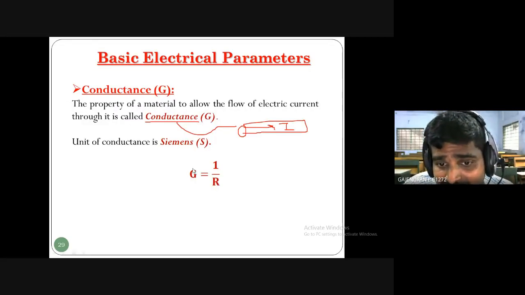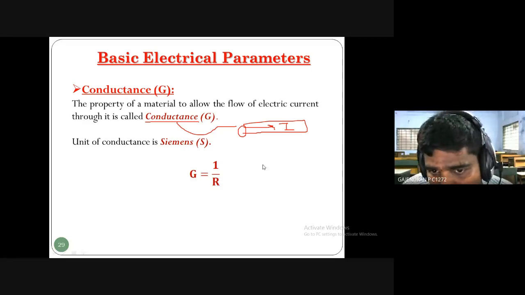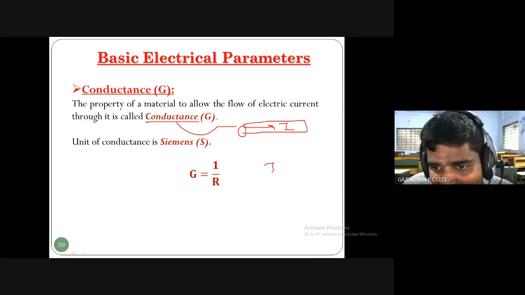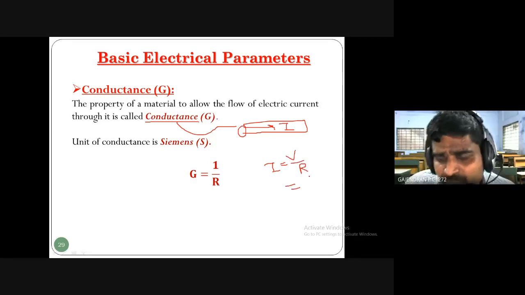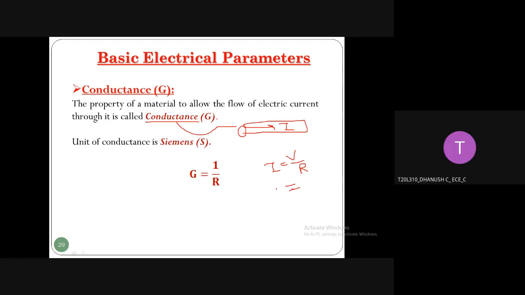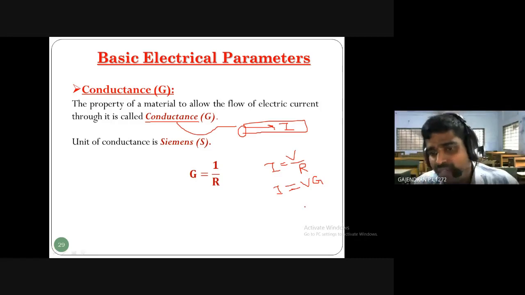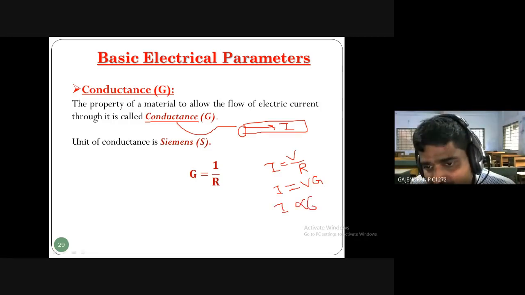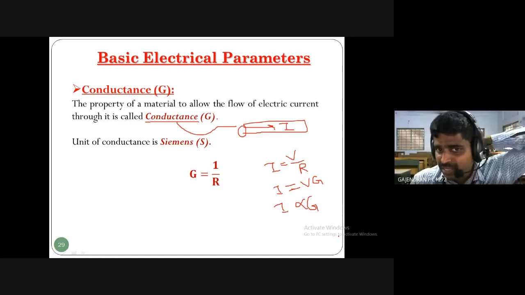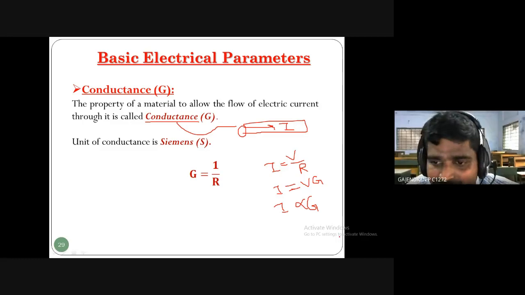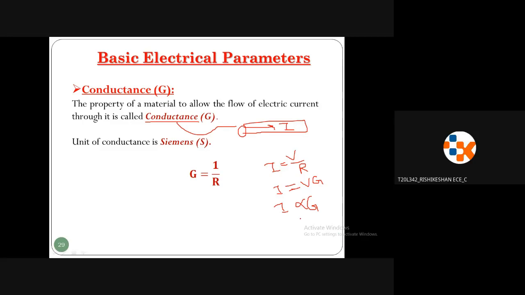Okay, so here they have given a relation G = 1/R. If I write the equation I = V/R, how can you correlate conductance in this equation? I = VG, sir. VG. That's all. So I is directly proportional to your conductance. Is it clear to everyone? Shall we move on? Yes, sir.